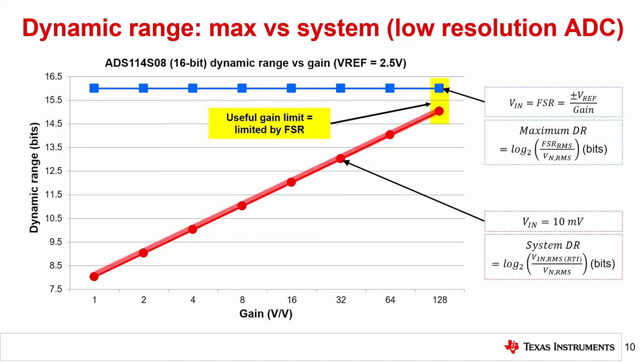The red line represents the system dynamic range performance versus gain when applying a 10 millivolt signal to the ADC. The dynamic range equation used to plot this line is shown in the bottom right.